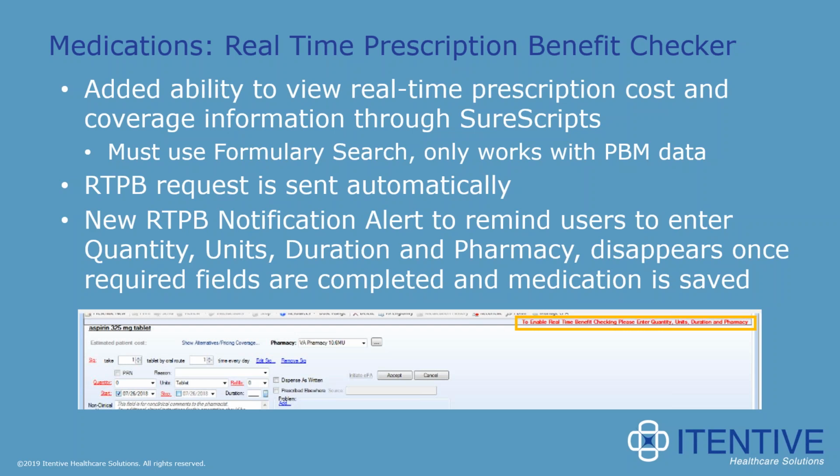There is also a new RTPB notification alert. It just simply reminds the user, kind of a friendly reminder, you need to include the quantity, the units, the duration, and the pharmacy. It's going to display when the medication is in a temporary status, and then it'll disappear once the required fields are completed and the medication is saved, or it's now put in that active status. So once all the required fields are populated, that initial benefit request will be sent then automatically.